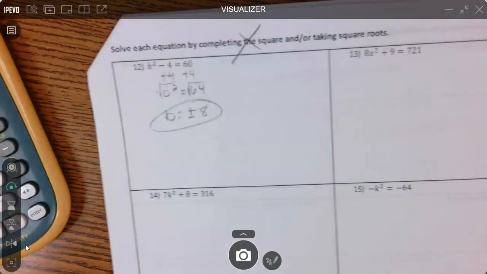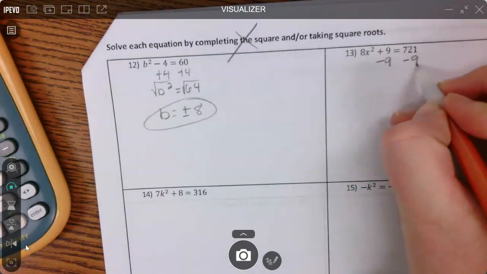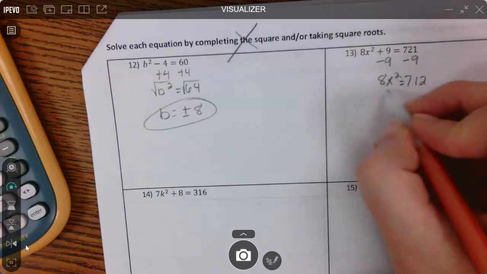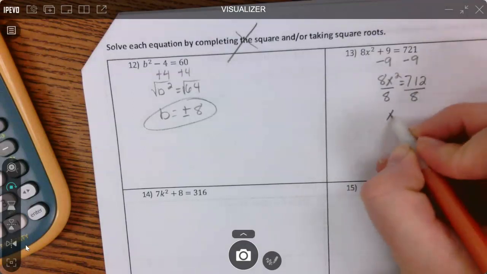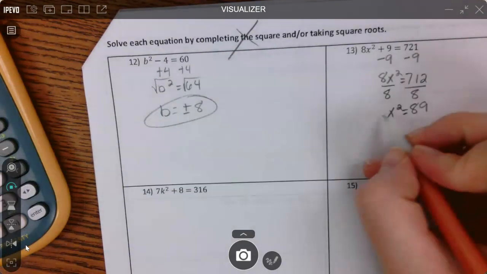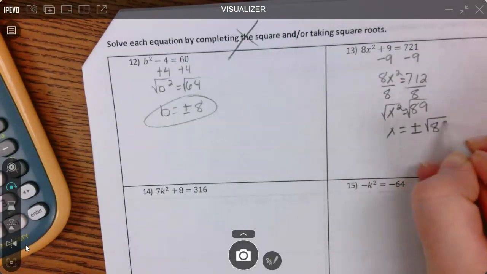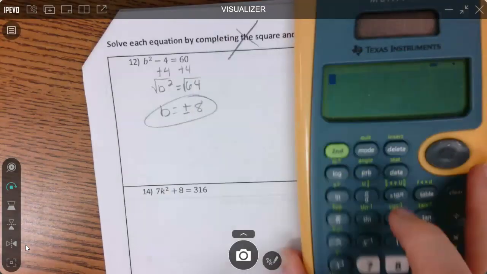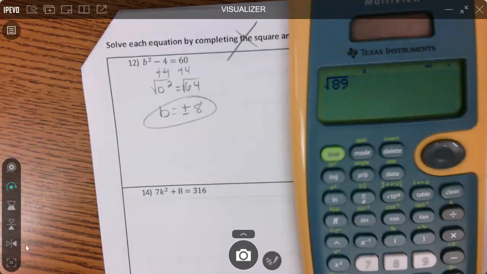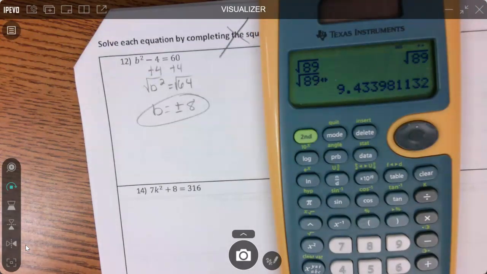On number 13, we have to do a little bit more work to get x squared by itself. We have to subtract 9, both sides. We get 8x squared equals 712 when you subtract 9. And then divide by 8, x squared equals 89. Now 89 is not a perfect square and it does not reduce. So when we take the square root, it's just plus or minus the square root of 89. Now sometimes you might be asked, okay, so what is the decimal form? So if you hit second square root 89, and then you hit this little toggle button, these little arrows, it will give you a decimal if you are ever asked to find the decimal version.